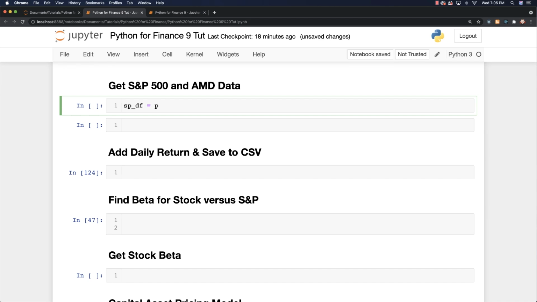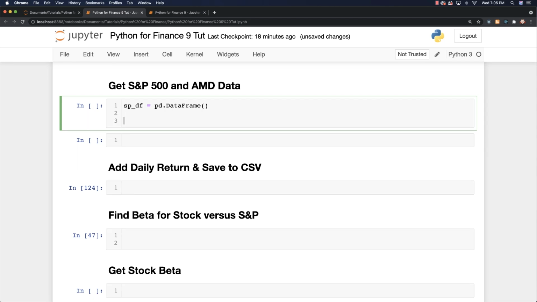So I'm going to say pd.DataFrame, and there you are. Okay, so I need to download all of my S&P data into my data frame. So I'm going to go and call web.DataReader, and the ticker symbol for the S&P 500 is this guy right here. Okay, and then I need to designate that I'm downloading this information from Yahoo.